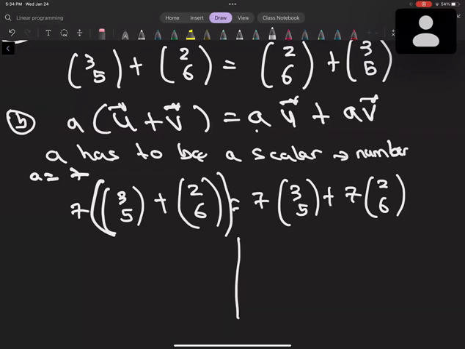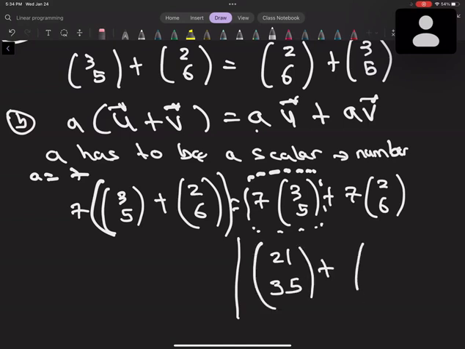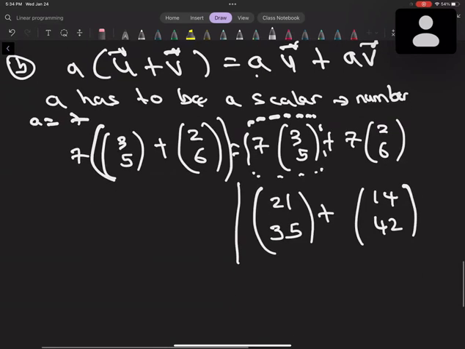So here, for the right-hand side, I need to operate this. How do I operate this? 7 times 3 is 21. 7 times 5 is 35. Plus 7 times 2 is 14. 7 times 6 is 42. Okay. And because this is my operation, that's how I operate a number times a vector.